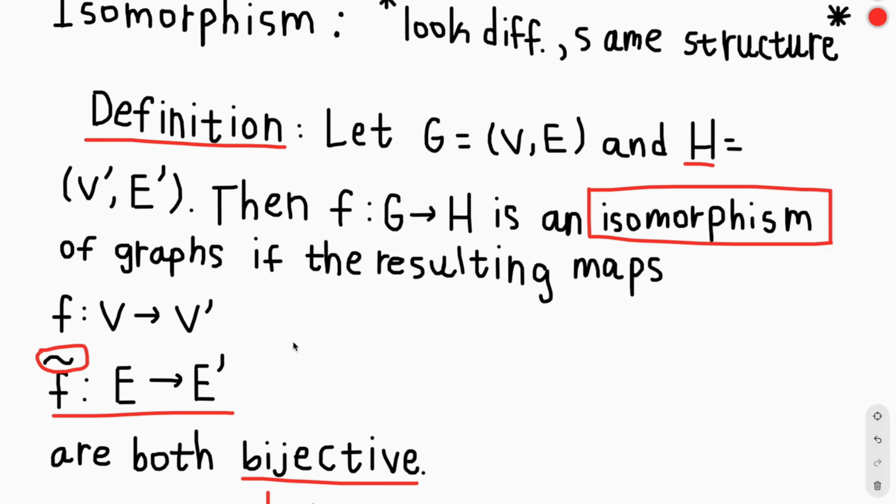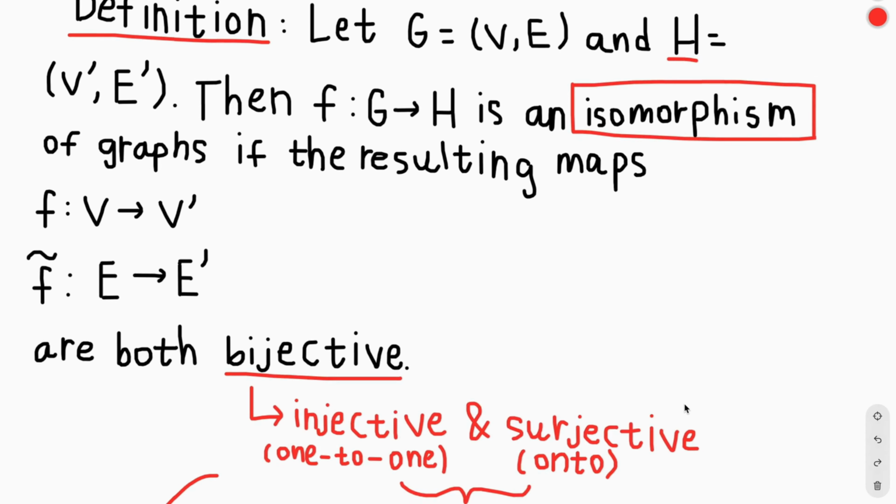Alright, and then the final term that's probably the most important in this definition, apart from isomorphism itself, is bijective. So what does bijective mean? It's a combination of injective and surjective. So injective means one-to-one, right? If you have a set of inputs and a set of outputs, then every input must pair with a unique output, right? That means it's one-to-one. So that's injective. And then you have surjective, which is onto, which just means that everything must have a partner, right?